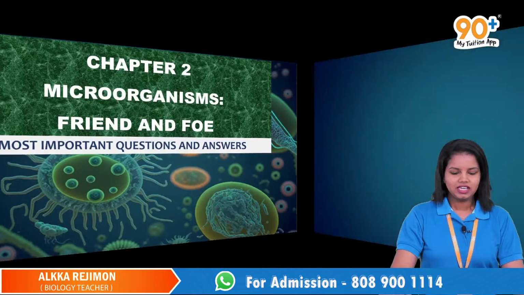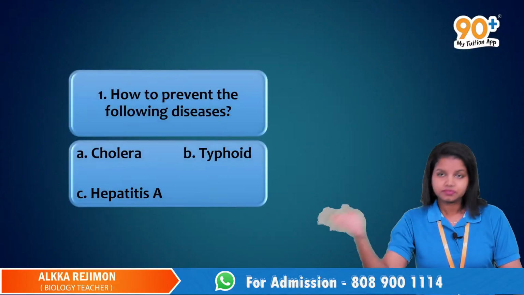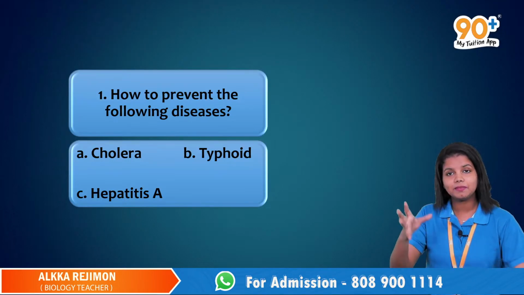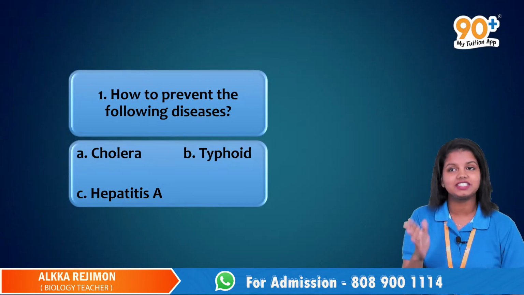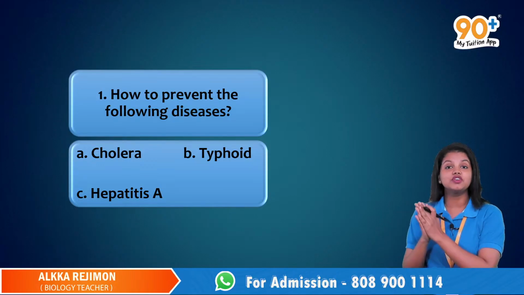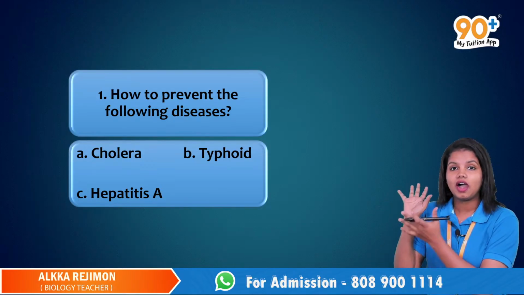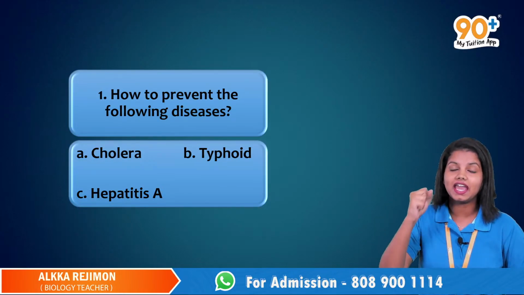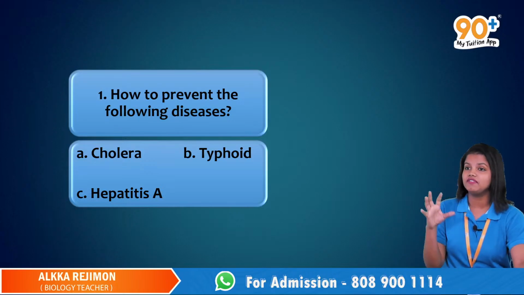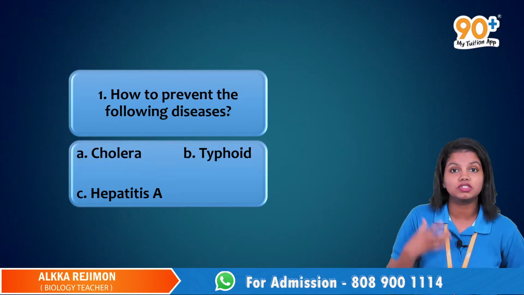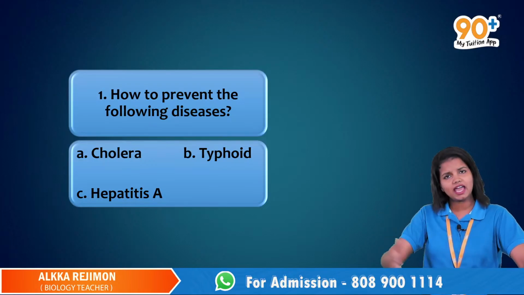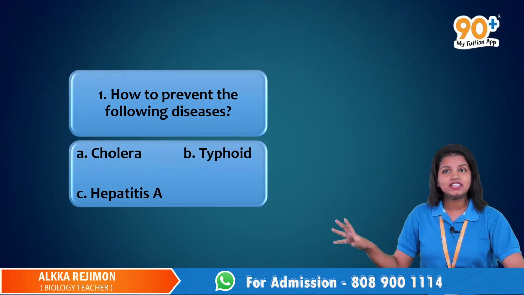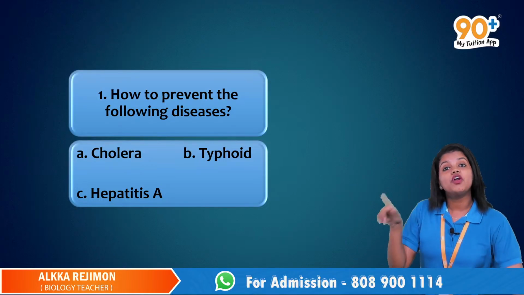Okay, the first question we're going to discuss, which is very important in your CBSE syllabus as well as from your examination viewpoint, is the question from your microorganisms chapter, where we are discussing the animal diseases. We have discussed how microorganisms are causing diseases in human beings, plants, animals, and this is the question you have to answer: how to prevent the following diseases.